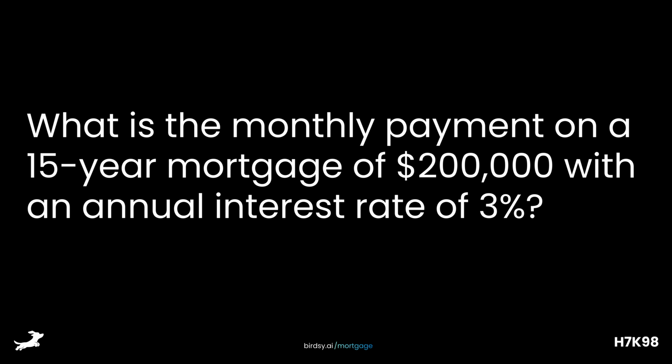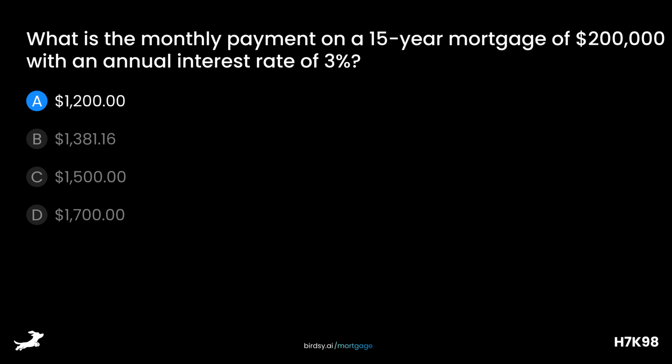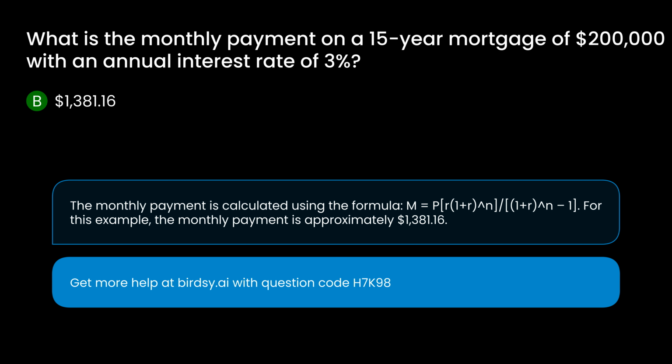What is the monthly payment on a 15-year mortgage of $200,000 with an annual interest rate of 3%? Is it A, $1,200, B, $1,381.16, C, $1,500, or D, $1,700? The answer is B, $1,381.16. The monthly payment is calculated using the formula M equals P times R times (1 plus R) to the power of N divided by (1 plus R) to the power of N minus 1. For this example, the monthly payment is approximately $1,381.16.